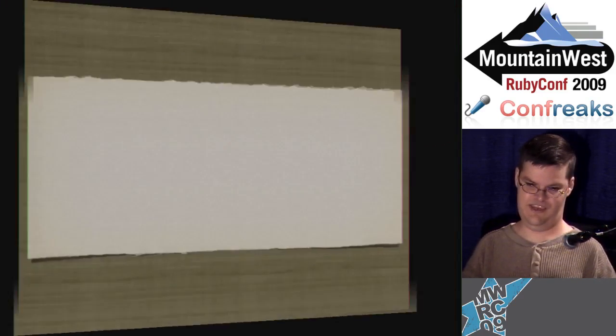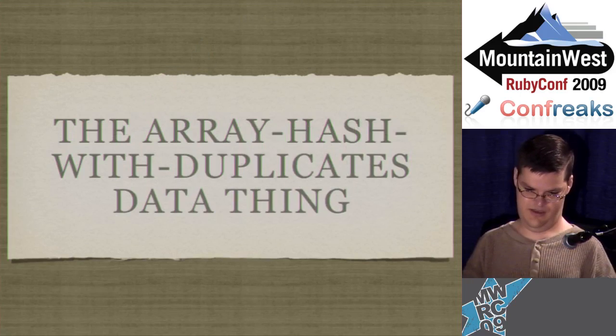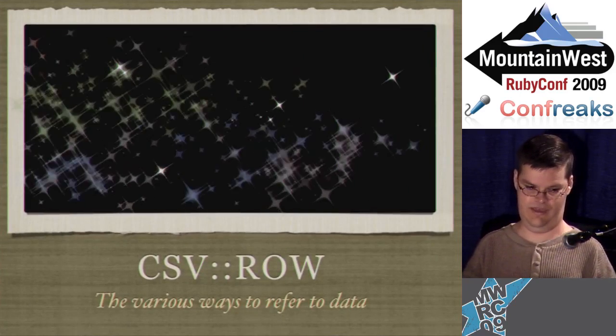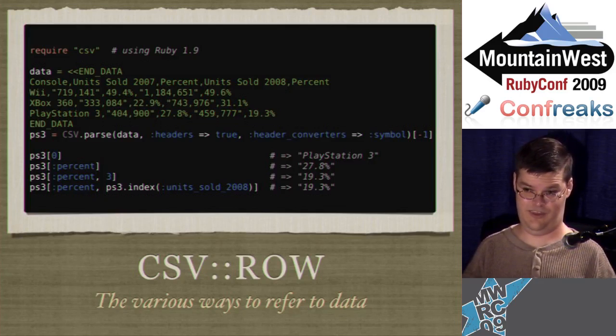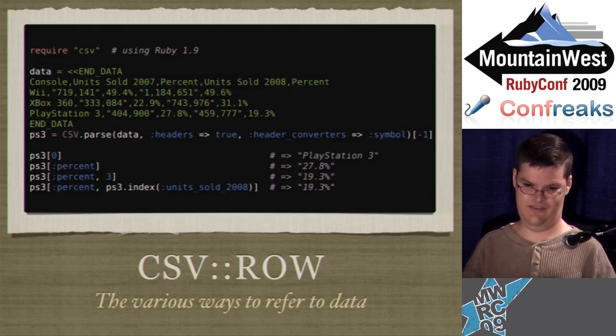So let's start with the funny data structure, okay? Here's a simple example which shows us two things. First of all, we can see from the console sales figures that you need to be paying a lot more attention in the Wii talk than you do in this PlayStation 3 talk. And second, this is how you can access various bits of data in Faster CSV.